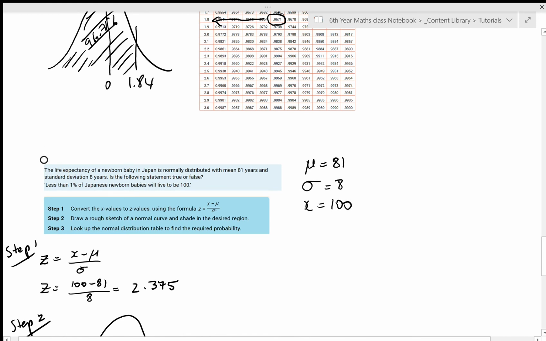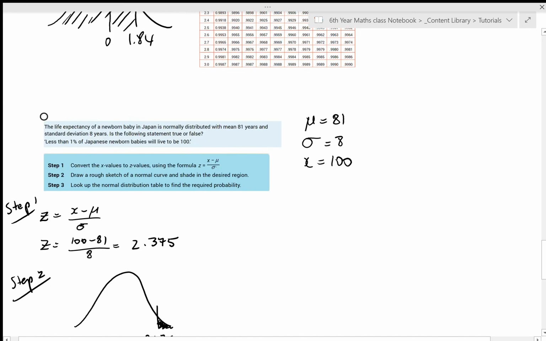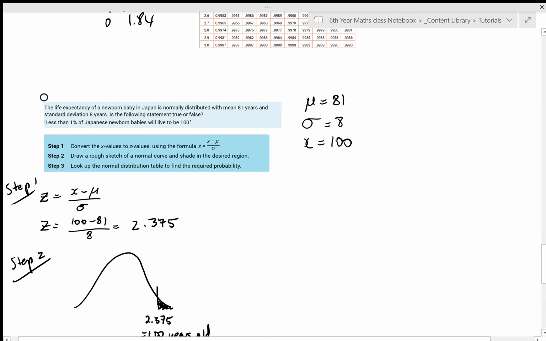Life expectancy of a newborn baby in Japan is normally distributed, so it gives you the mean, it gives you the standard deviation, and it gives you the raw data that you're trying to work out. So we have our ingredients for our formula, our recipe, which is z equals, you have your z formula there. So we'll take our formula, dropping in our values, 100 minus 81 over 8, and we get 2.375.